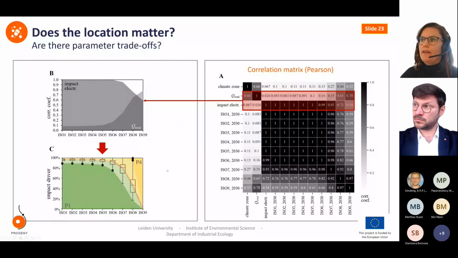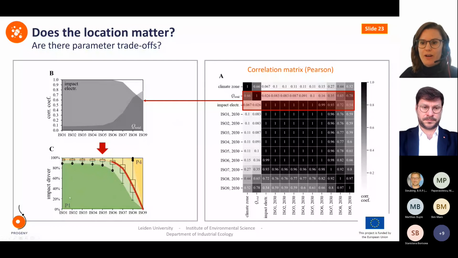And we can say that for ISO standards which are higher than 6, the location does matter. But if it's a lower number, so a higher cleanliness of the room, then it doesn't matter where it's built, because the impact will only be the energy mix. But if it's the ISO standard higher than 6, then we should consider also the location.